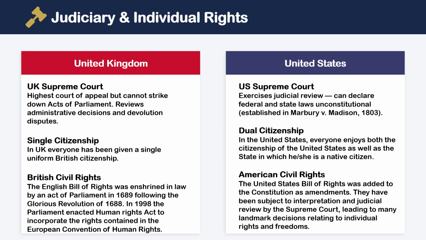Number two, in the United Kingdom, there is single citizenship. Everyone in the United Kingdom has been given a single uniform British citizenship. On the other hand, in the United States, there is dual citizenship. Everyone enjoys both the citizenship of the USA as well as the state in which he or she is a native citizen.